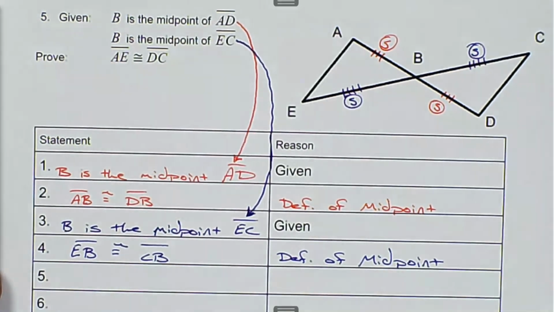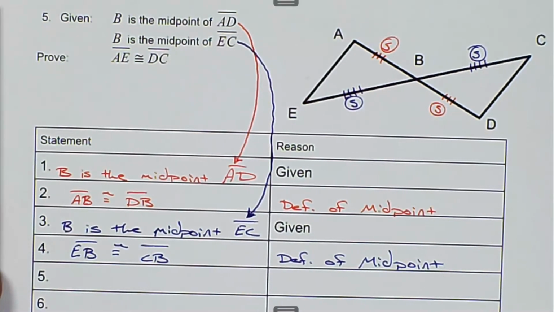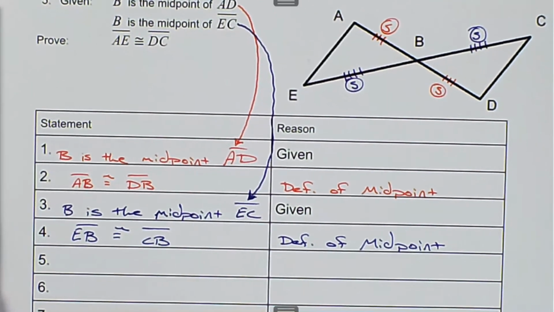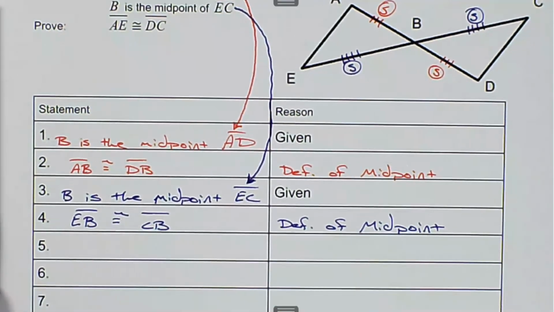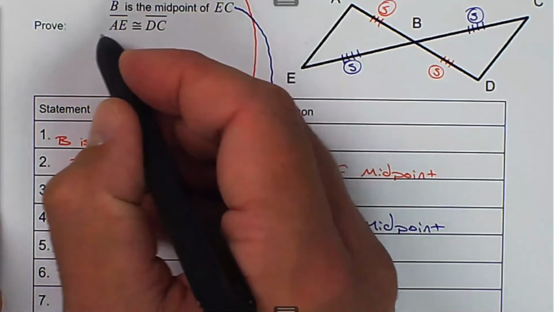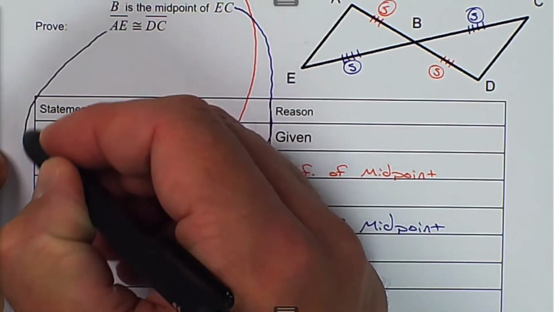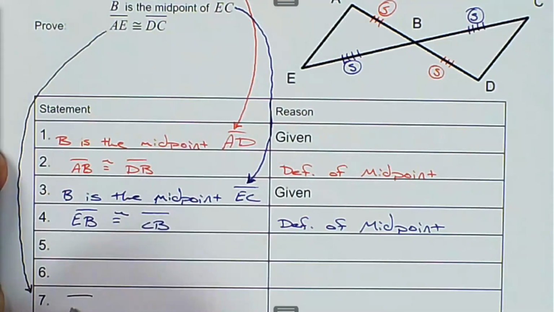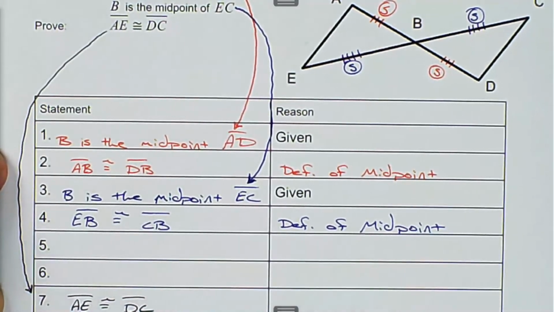Well, now let's take a look and see, is there any other information that we're given? In this case, there isn't. And now it says, what are we trying to prove? So we are trying to prove not triangles that are congruent, but we're trying to prove parts of a triangle are congruent. So we're trying to prove that AE is congruent to line segment DC.